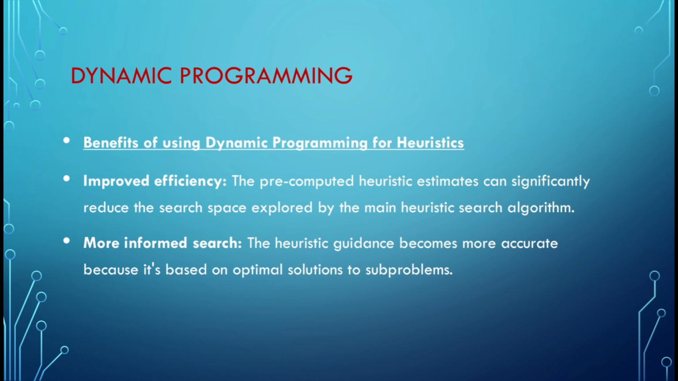Benefits of using dynamic programming for heuristics are improved efficiency and more informed search. Improved efficiency: the pre-computed heuristic estimate can significantly reduce the search space explored by the main heuristic search algorithm. More informed search: the heuristic guidance becomes more accurate because it's based on optimal solutions to subproblems.